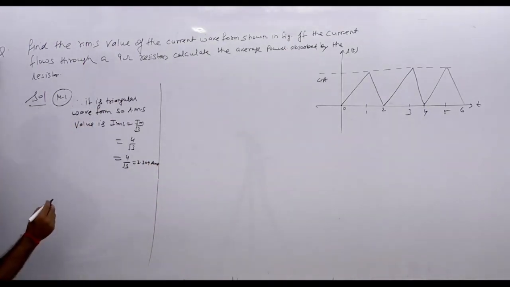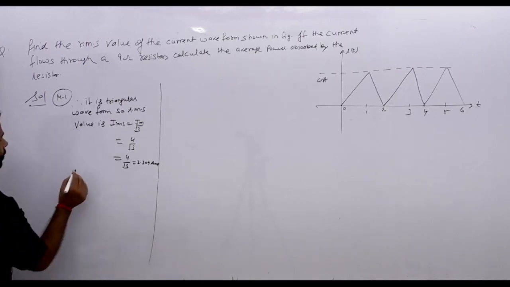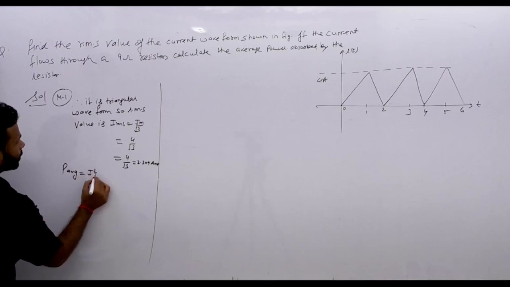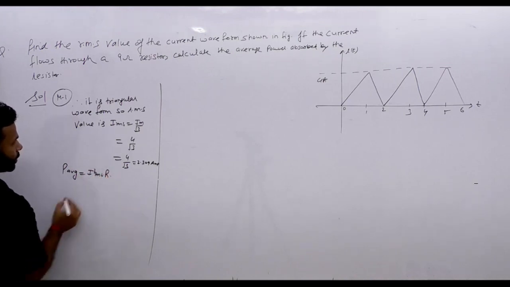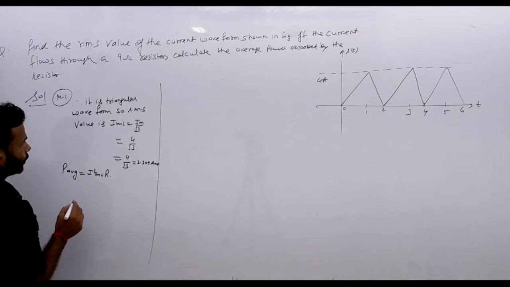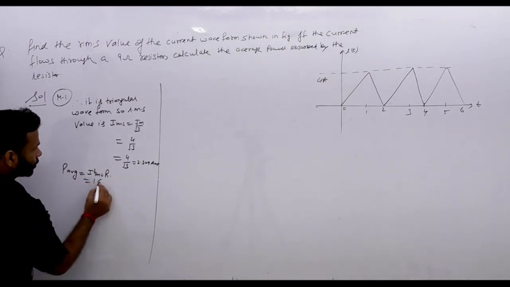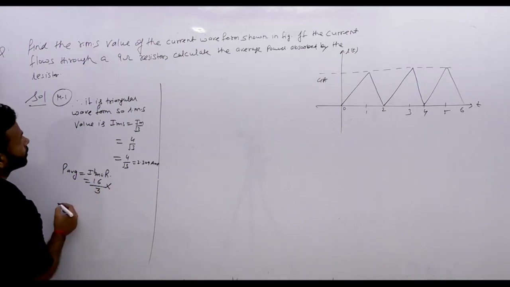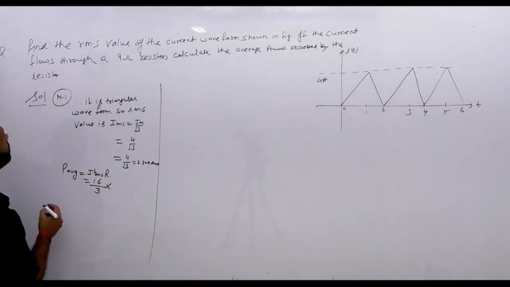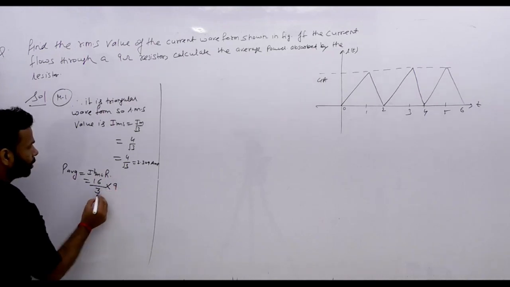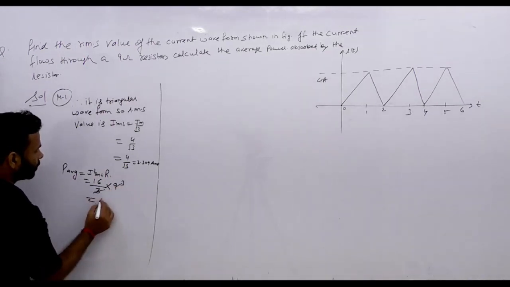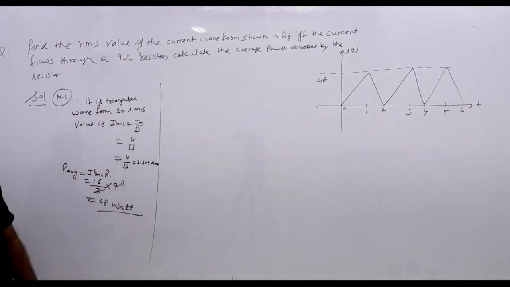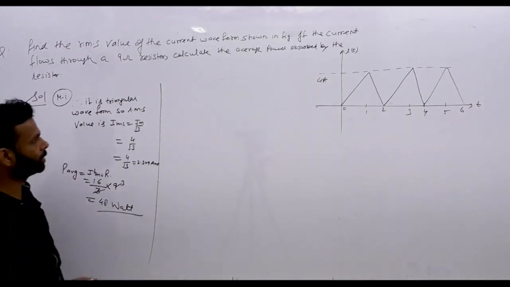Now, if you solve the power, then what is the power? Average power is I square RMS into R. So what is I square? If you take the square of this, it is 16 divided by 3. And resistance is 9 ohm. So it is 48 watt. Let's check the answer. Yes, we have the same answer as given in the question.